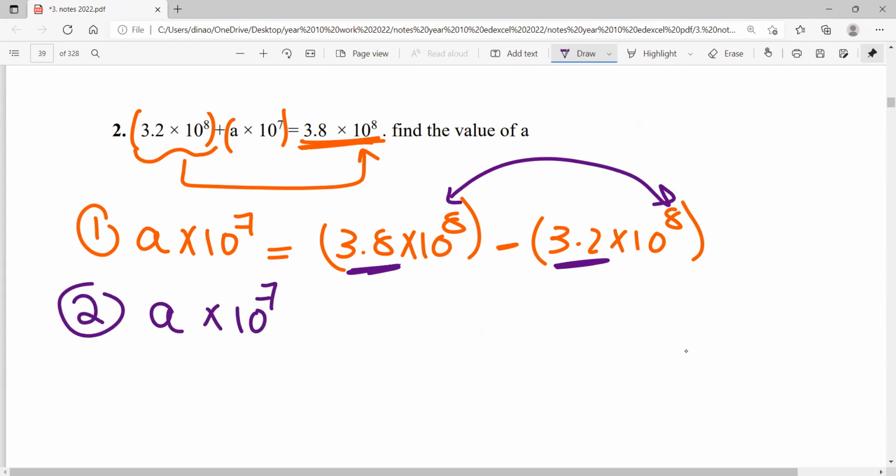And please, guys, number the steps like I do. So as we said, I'll work on the decimals alone. 3.8 minus 3.2 is what? 0.6. And the power of 10 will remain the same.